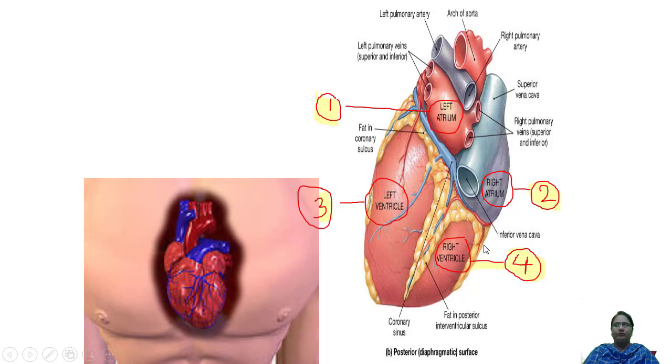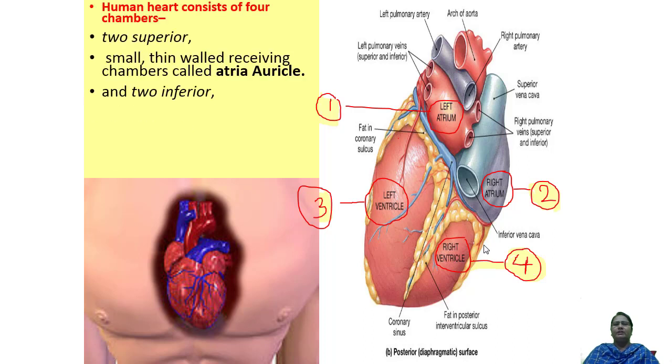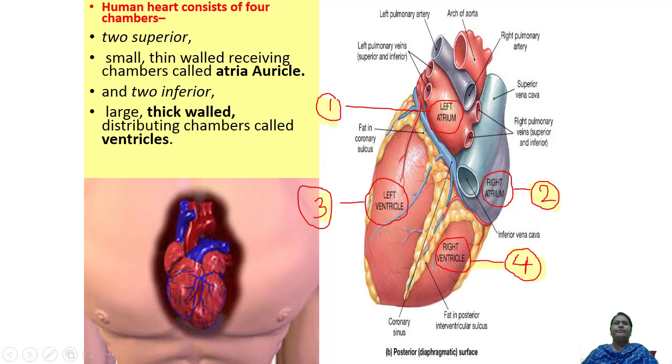Okay, these are the 4 chambers of the heart. The human heart consists of, again you can see, two superior smaller thin receiving chambers which are called the atria. I told you this is called atria or auricle, and 2 inferior large thick walled distributing chambers, which are called ventricles. These are the 2 ventricles.